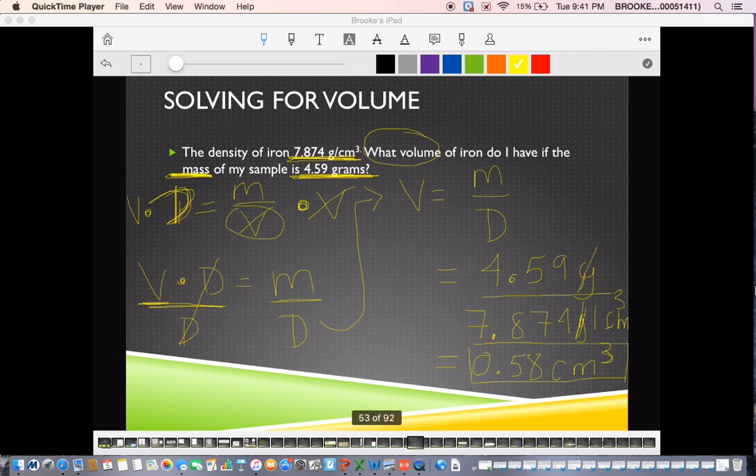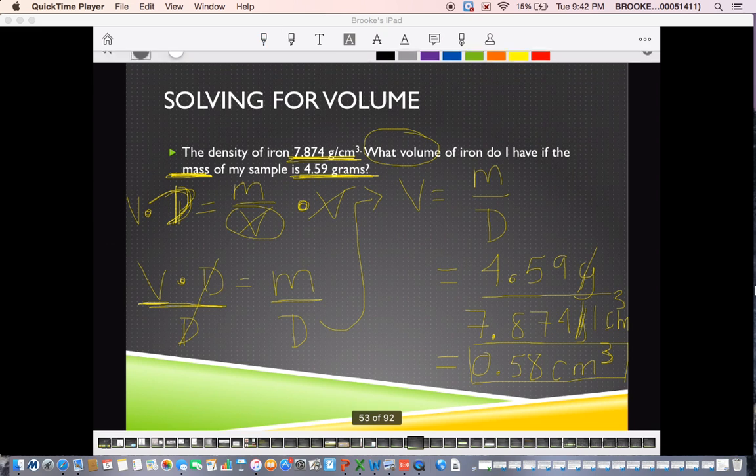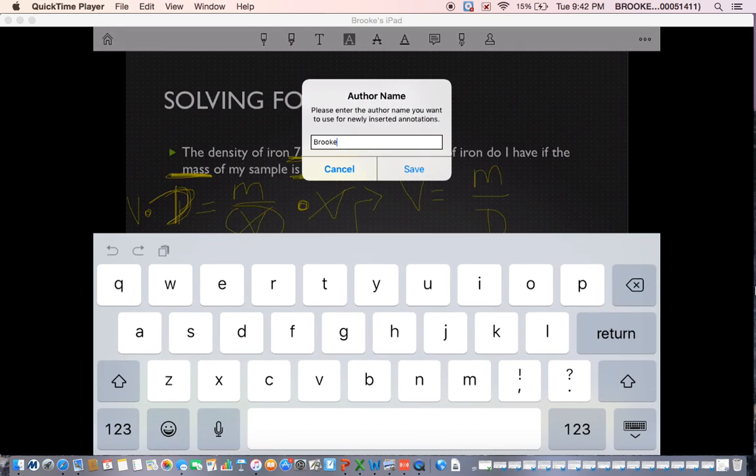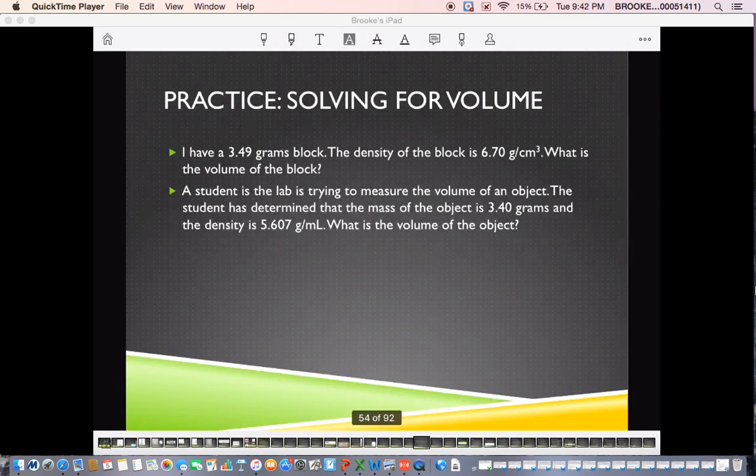So this is usually where students have the most trouble, is solving for volume. So you may want to watch this video a few times, and it's going to be available to you on Canvas all the time. So that is how we solve for volume. And here are a couple of practice problems for volume. Go ahead and pause the video, work these out, and again, we will do the answers in class.